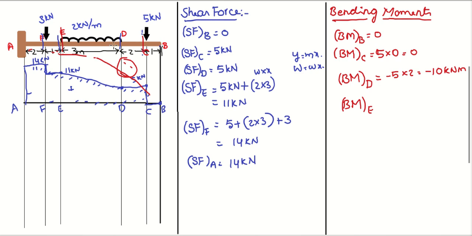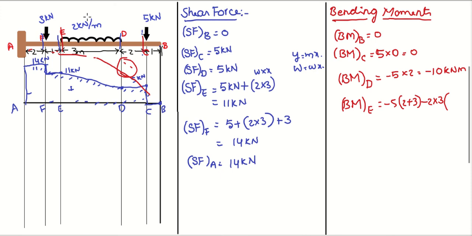From right to left, 5 multiplied by the distance up to E, so that is minus 5 multiplied by the distance up to D, that is 2 plus 3. And another force we have is the UDL, minus 2 multiplied by 3, the distance over which it is spread, so 2 into 3. If you spread that, it will act at the center of gravity.